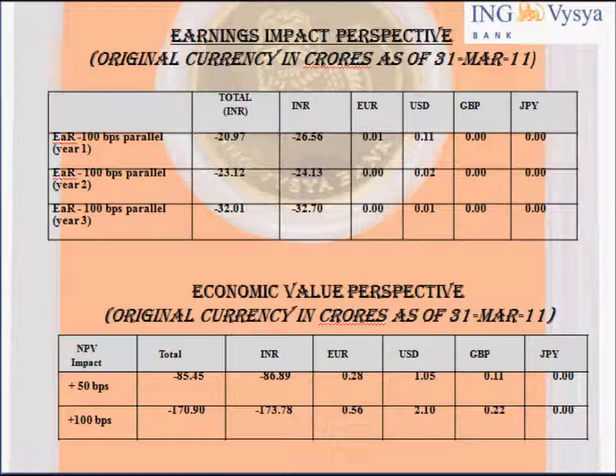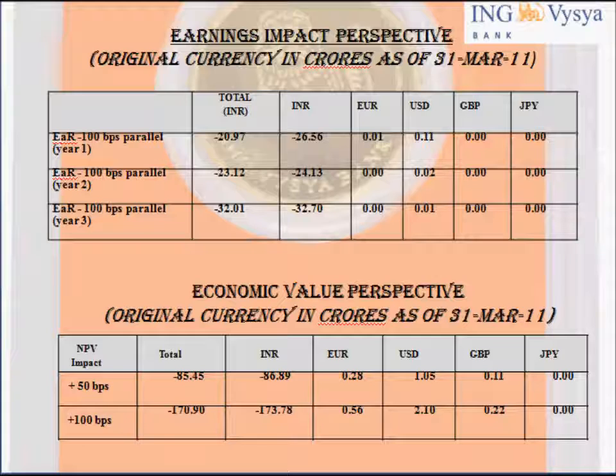You can see the earning impact perspective mentioned in the curves as of 31st March 2021. The earning at risk, that is 100 basis points parallel, for the first year: the total is minus 20.97. In rupees it was minus 26.56, in euro it was plus 0.01, in USD it was 0.11, and in sterling and Japanese yen it was zero.